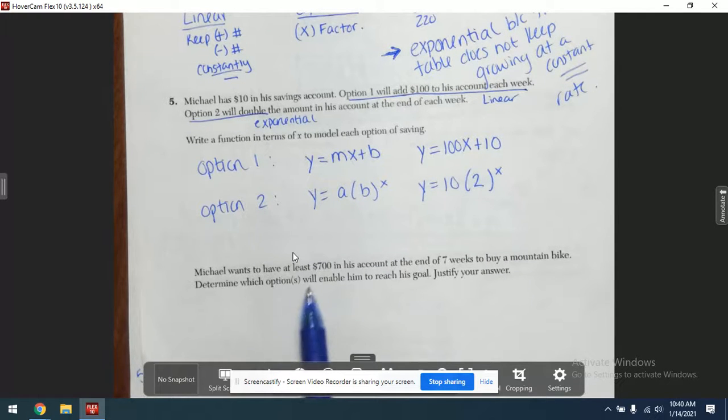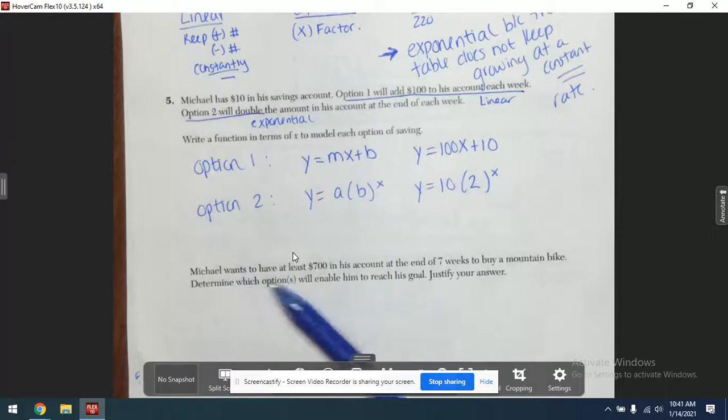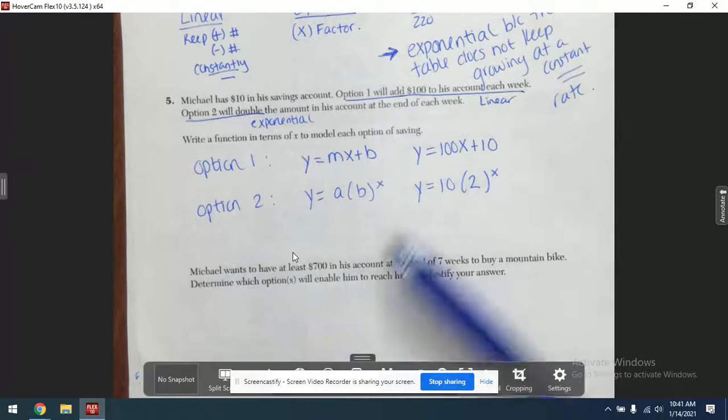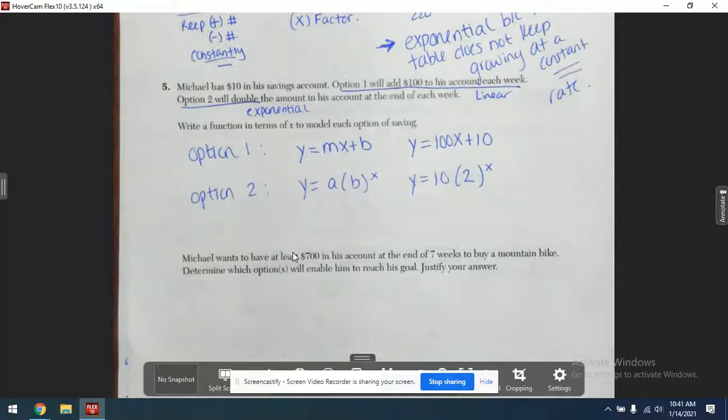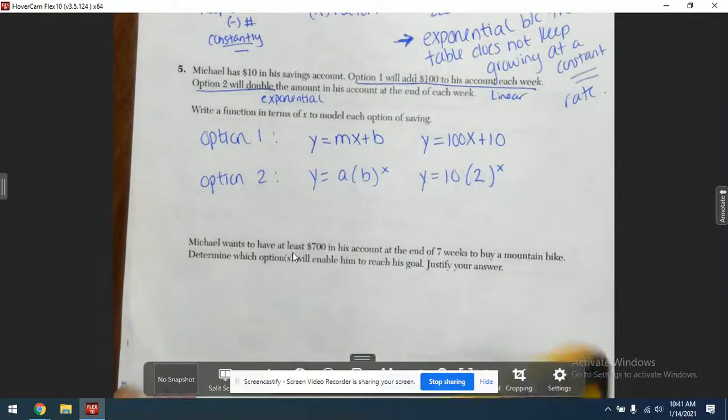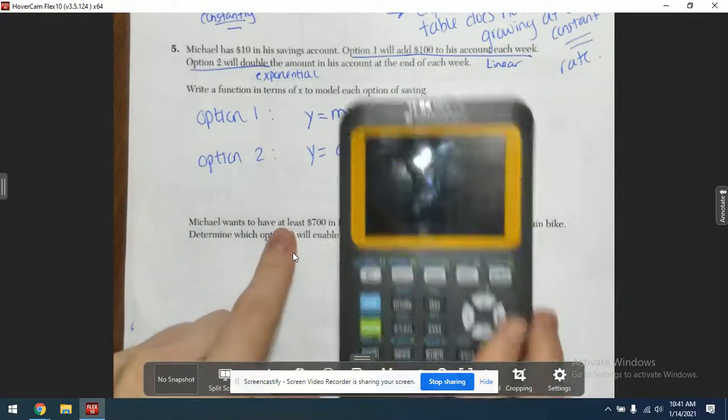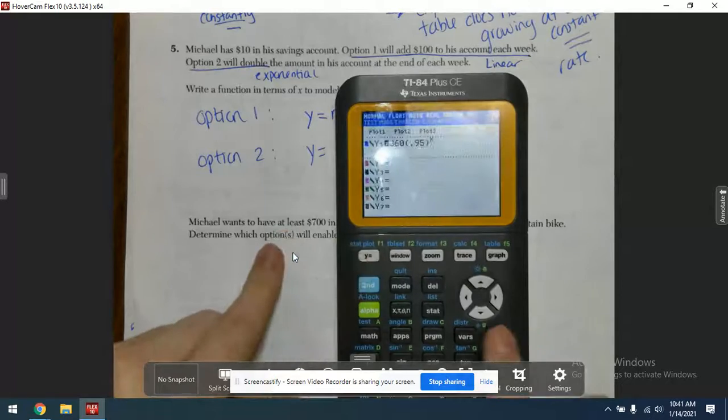Michael wants to have at least $700 in his account at the end of 7 weeks to buy a mountain bike. Which option will allow him to reach the goal? Now, you guys probably already know which one it's going to be, because which one is going to grow your money the fastest? Exponential is always quicker than linear, right? Maybe not at the beginning, but eventually exponential will surpass linear. So if we wanted to know, what we could do is go to our graphing and go to our y equals, and let's see what happens.